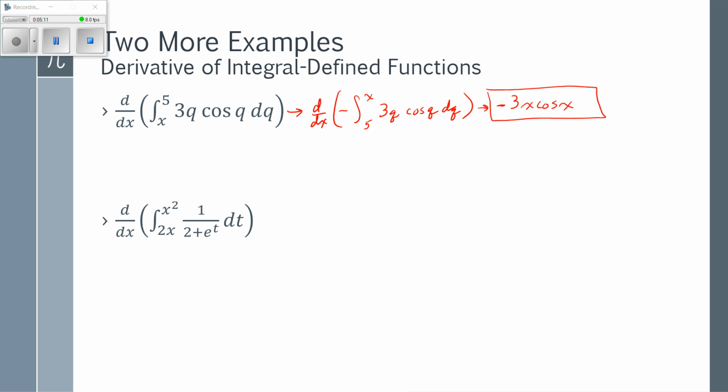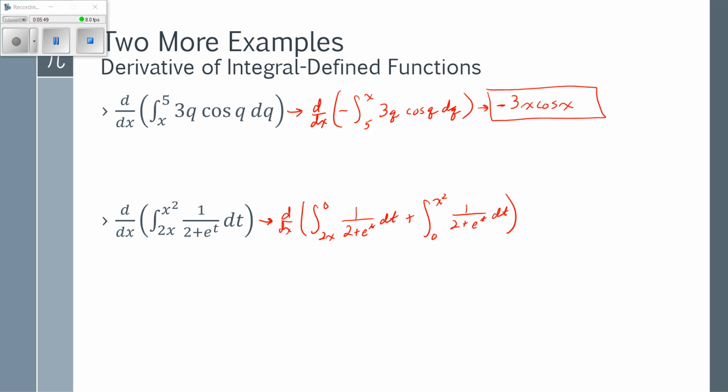Slightly more complicated is if I have x in both my upper and lower bounds. To handle this, I'm finding the derivative with respect to x. I first use additivity to split this into two integrals. I just need some constant that is coming between them. I like to use 0, but it doesn't matter. It just needs to be a constant. So 2x to 0 and 0 to x squared. Remember, the integrand does not change when we do additivity.